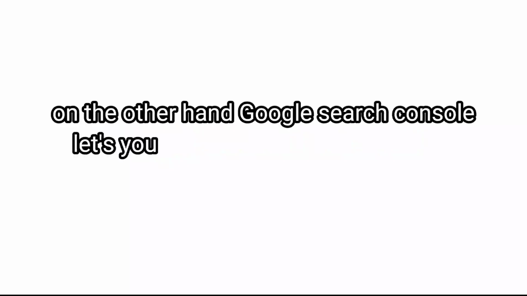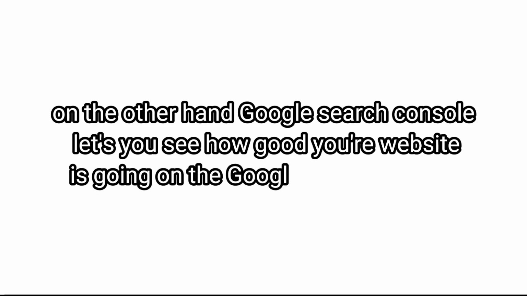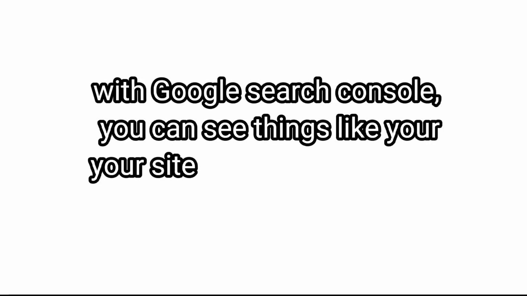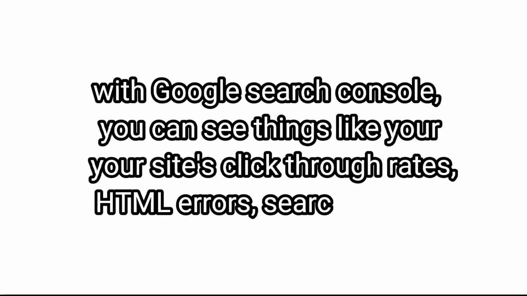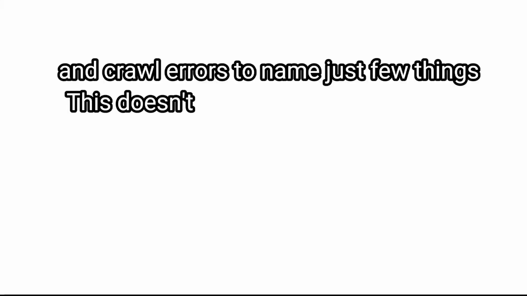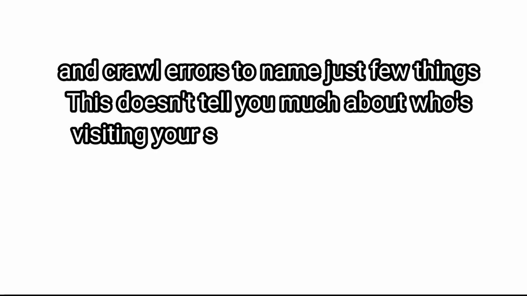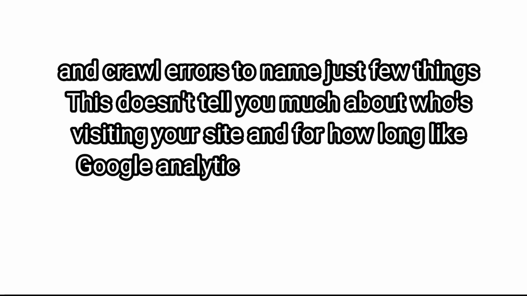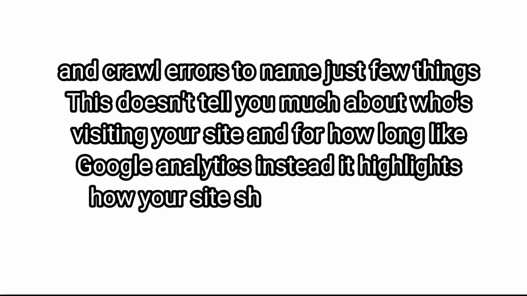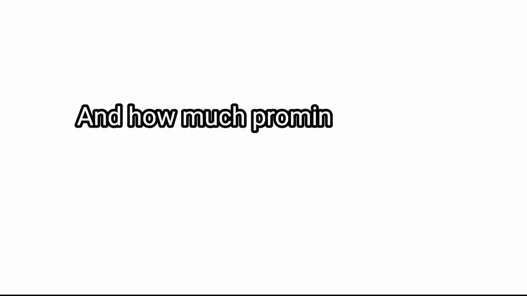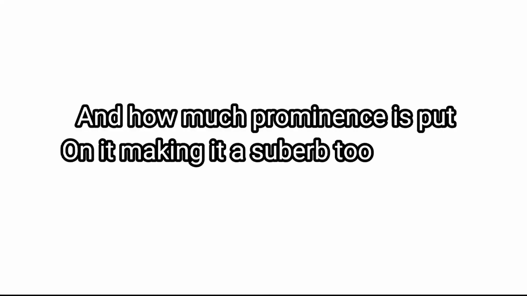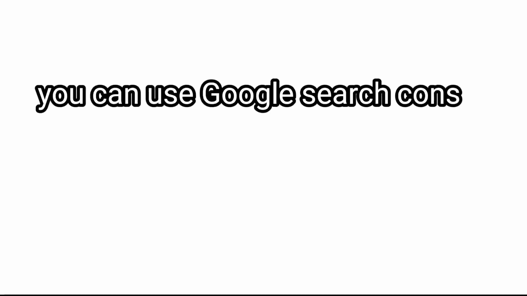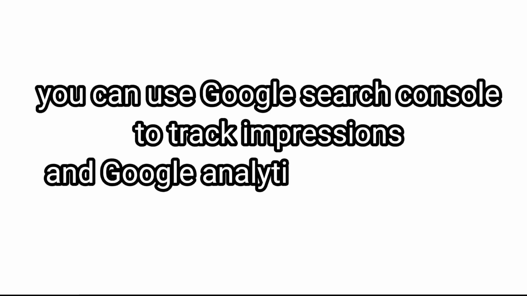Google Search Console, on the other hand, lets you see how well your website is doing on Google search results. With Google Search Console, you can see things like your site's click-through rates, HTML errors, search queries, outside web links, and crawl errors, to name just a few things. This doesn't tell you much about who's visiting your site and for how long, like Google Analytics. Instead, it highlights how your site shows up on Google and how much prominence is given to it, making it a superb tool for SEO. You can use Google Search Console to track impressions and Google Analytics to track clicks.